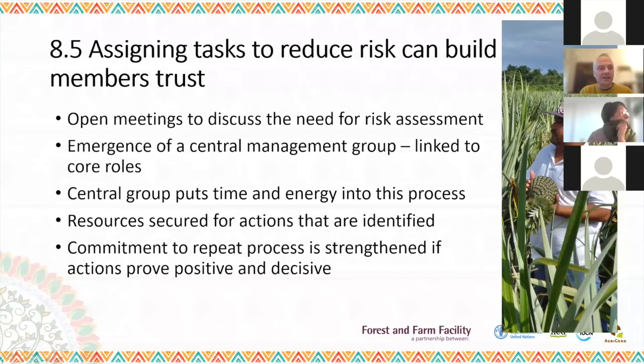And the way to do this is really, again, if you're having a risk management process, you've ranked your risks together, you've brainstormed what your solutions and actions might be, and then you've got a sort of central management group linked to the core roles, and they're going to put some time and energy into this process and perhaps help to secure resources for the process. And you need to have a commitment to repeat this whole process if it proves positive and decisive. So when you are assigning tasks, think of doing it in an open way. Think of having a group that is responsible for following up and chasing each activity, and think of making a commitment to do this on a regular basis.